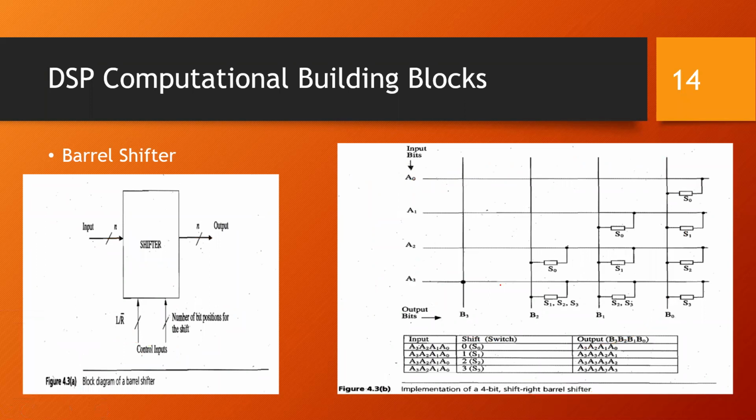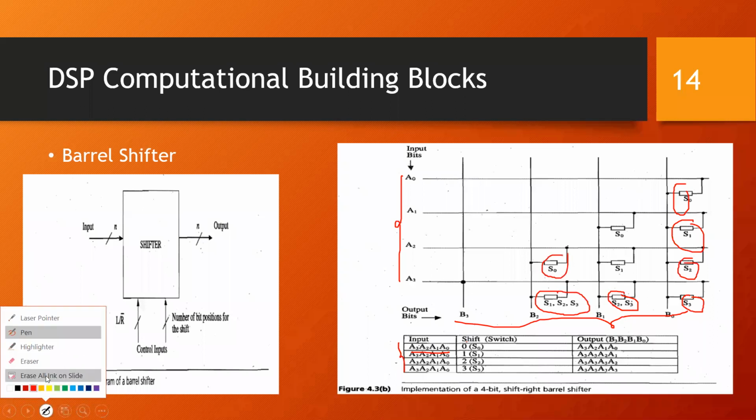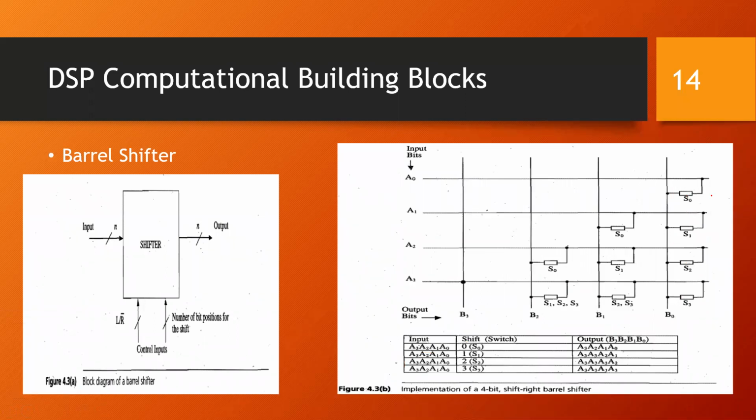These are the input bits and this is the shifted result, that is B is the shifted result. Here we can see A3, A2, A1, A0, and this input will be the same for each case. Here you can see some switches present. These switches will be operated based on the number of shifts required, and based on that, the switch can be on or off.